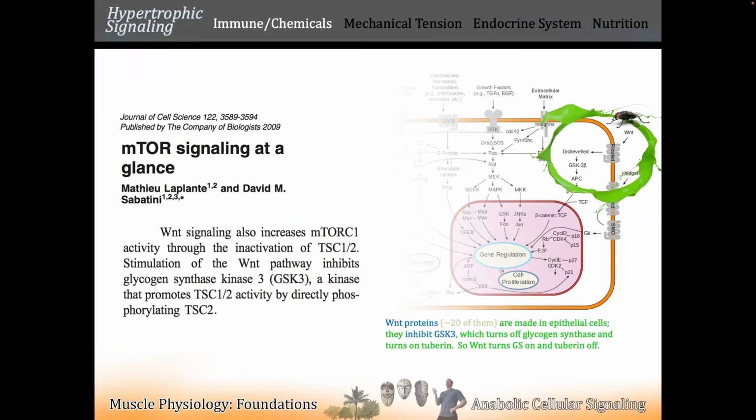But for mTOR activation, this is the only part you really need to know. Wnt proteins inhibit glycogen synthase kinase. And that glycogen synthase kinase turns off glycogen synthase and turns on tuberin. So through Wnt proteins, you get some activation of mTOR and some encouragement for glycogen production at the same time. You stop the inhibitor of glycogen synthase.